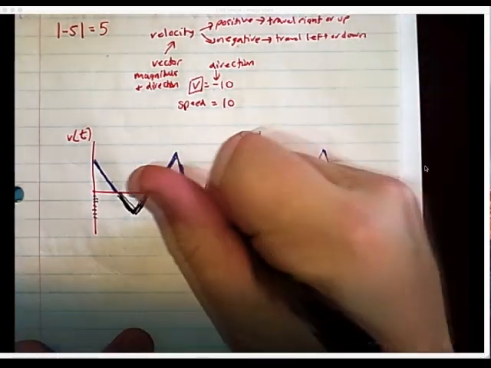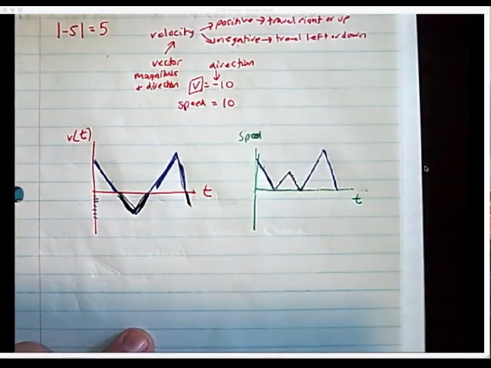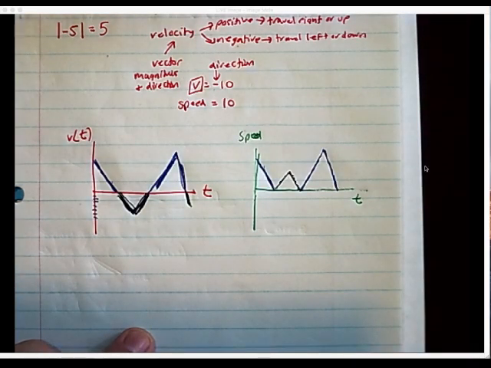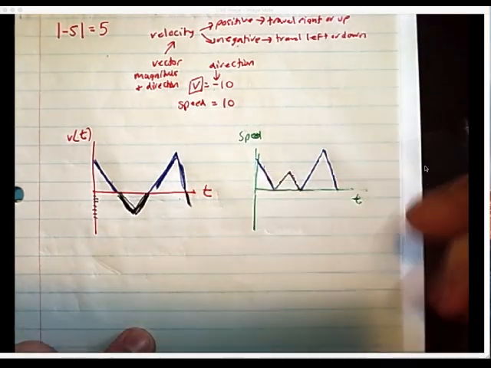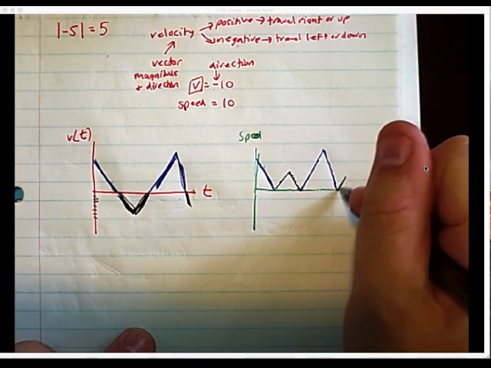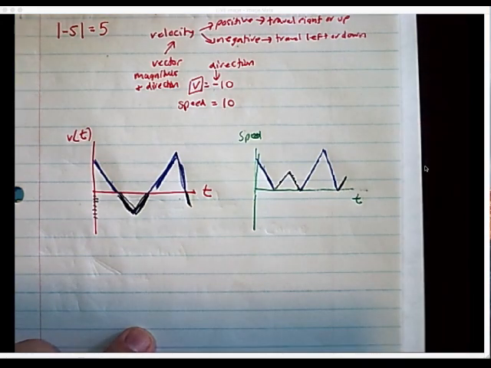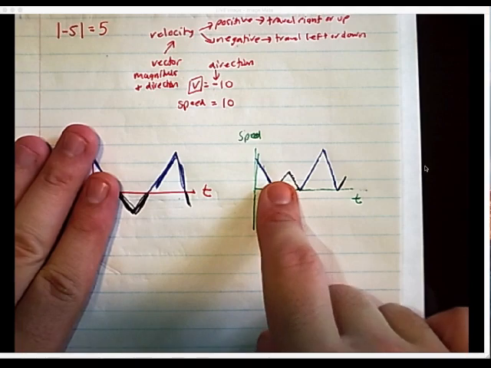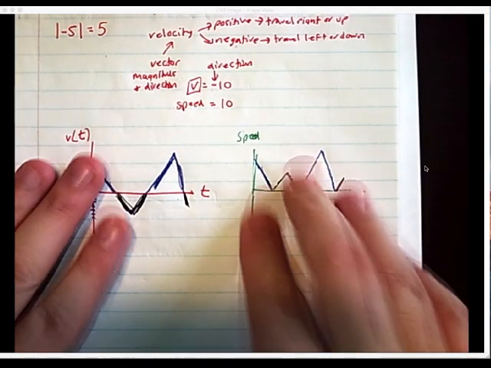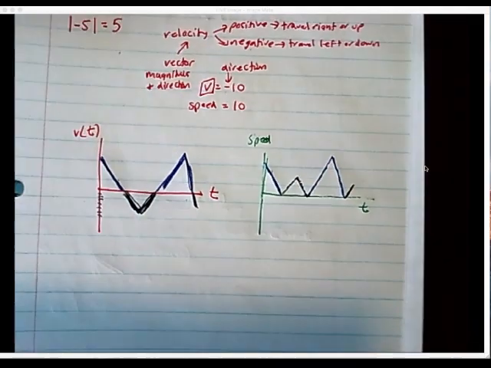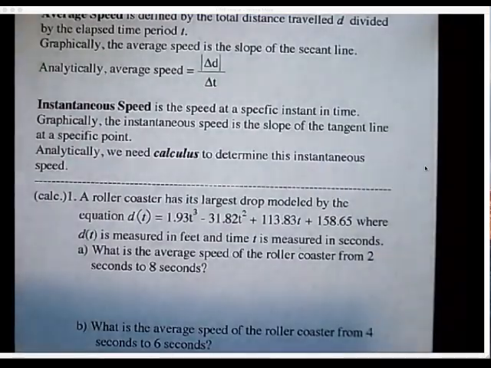And this last part is underneath. If you turn it into a speed graph, then this part would move above. It would be its mirror image. So that's the difference between velocity and speed. I just wanted to illustrate that. Now let's actually get into the note card.